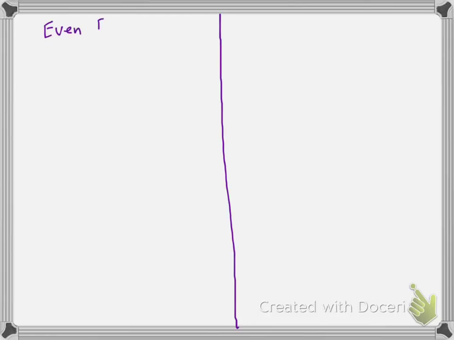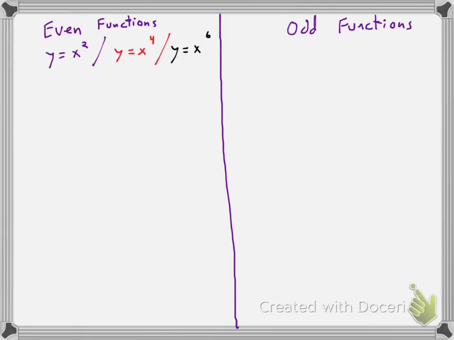Okay, next slide. Again, if you need to pause the video to finish up taking notes, pause the video, take your notes. So we have even functions. Even functions are x squared, x to the fourth, x to the sixth, x to an even number, right? Odd functions are going to be x to the third, x to the fifth, x to the seventh, something with an odd number, right?